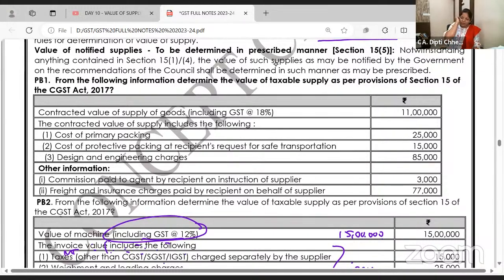Okay, reverse we go. Following information determine the taxable value. Contract value of the supply is 11 lakhs. Again, this is including GST. Contract value includes primary packing, let it be protective packing. So all these are incidental charges already included. So ignore with a note. That note should be part of the answer only.